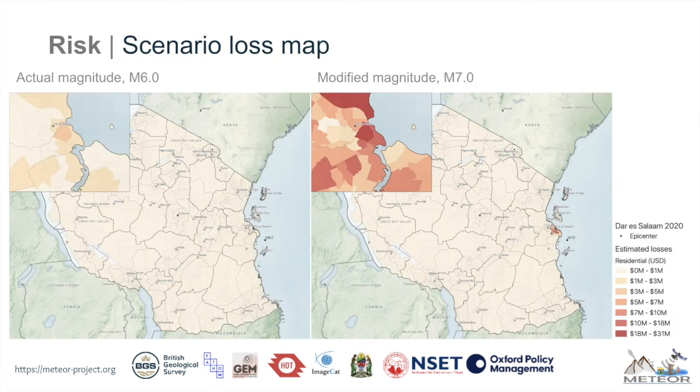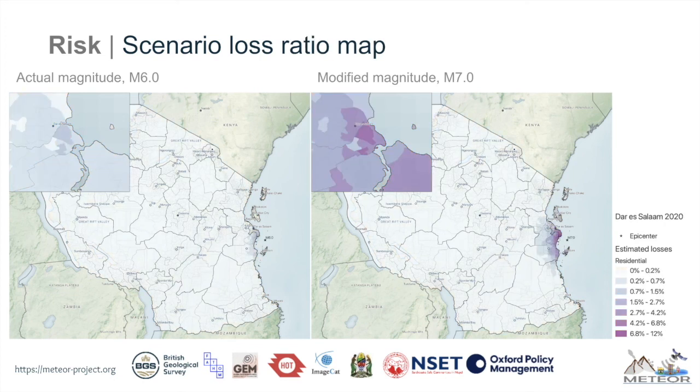Here's an example of a scenario loss map for residences in Tanzania. In this map, we see the darker red values indicate higher values of absolute loss. In general, we see that these higher values of loss are in locations that have higher population densities, as there is an increased exposure there. We could also look at these results in terms of loss ratios, as shown here. In this case, we've taken the results from the previous slide and normalized them by the exposed value. This map highlights areas where there is a combination of higher hazard and higher vulnerability.